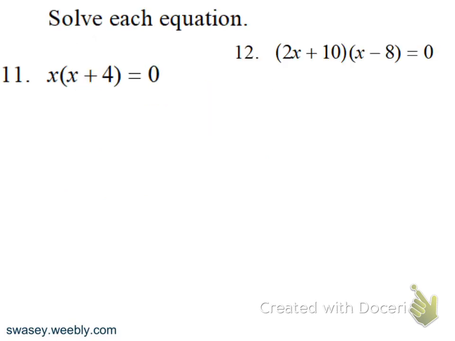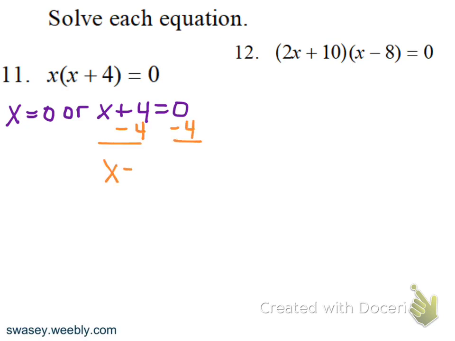The only way you can have a product that equals 0 is if one of the things equals 0. So we've got x times this other thing, x plus 4, and that's equal to 0. So either x has to equal 0, or x plus 4 has to equal 0. So x equals 0, that's already solved. Let's subtract 4 from each side. And we get x equal to -4 as our other solution. So our answer here is x equals 0 or x equals -4.